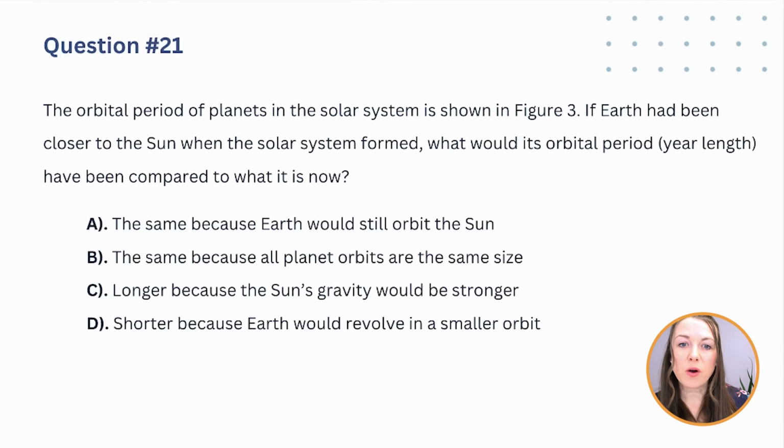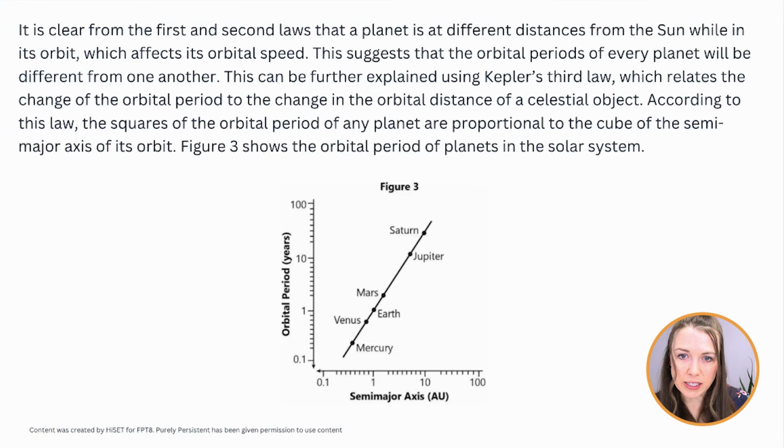Okay, friends, let's answer these questions. You've got this. Question number 21. The orbital period of planets in the solar system is shown in figure 3. If the Earth had been closer to the sun when the solar system formed, what would its orbital period, year length, have been compared to what it is now? Okay, so let's look back at that figure 3. Okay, so here it is. Notice how we have these right here. My very educated mother just served us 9 pizzas, right? So those are the planets.